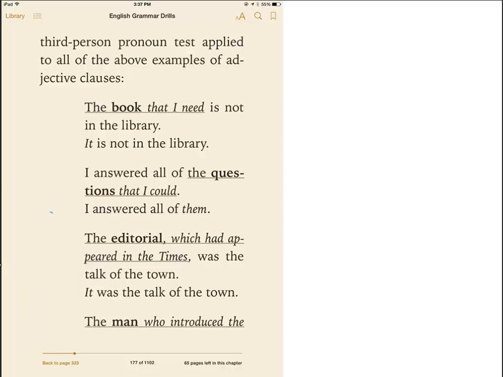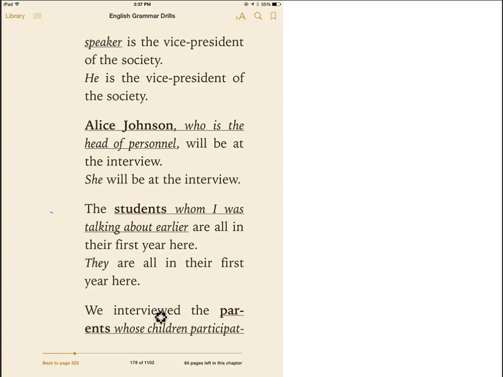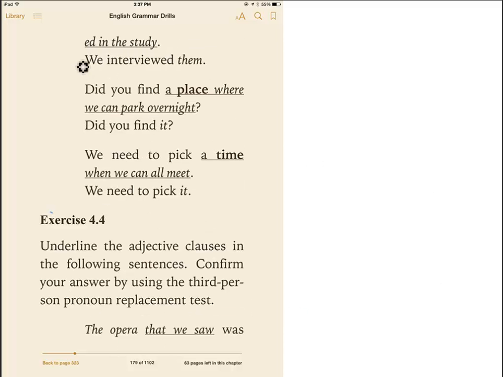The book that I need is not in the library. It is not in the library. I answered all of the questions that I could. I answered all of them. Okay, and it walks you through all of them. In the interview, we interviewed the parents whose children participated. We interviewed them. Okay. We need to pick a time when we can all meet. We need to pick it. So you can see that this relative clause here, this adjectival clause, is part of the noun phrase. It's replaced by the third person pronoun.